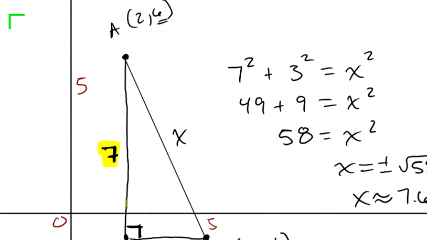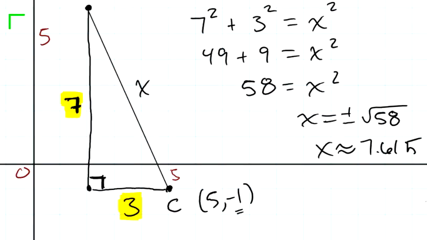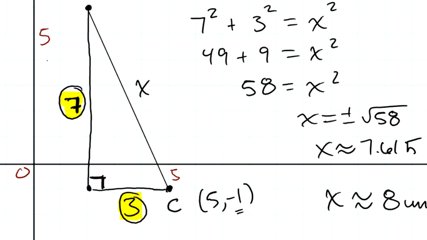So I would be inclined to say that my answer here is x is approximately, and I'm going to round up to the next whole number, approximately 8 units. Clearly that's a little big, because it's 7.6 something, but just based on the precision of these units, 7 and 3, I would be inclined to round it this way to the nearest whole number.